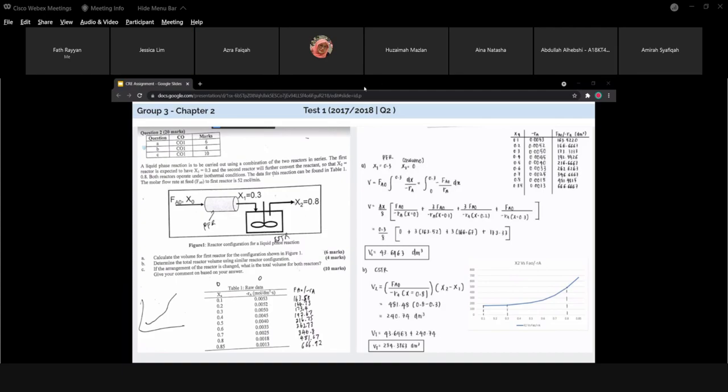Okay, I will proceed. So, good morning, Prof and my friends. I will talk about a chapter 2 question. This is from test 1, 2017 and 2018. So, this question, the diagram is similar to the previous group. However, this question will be finding volume and also what if the arrangement is changed. And what differs from the previous question is we are given the raw data instead of values. So yeah, question A.